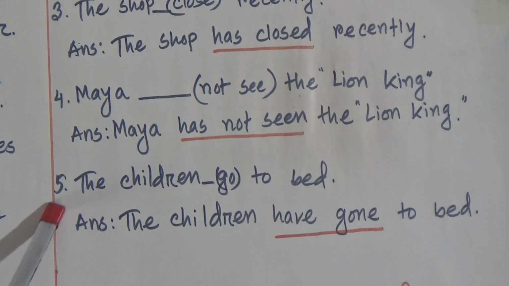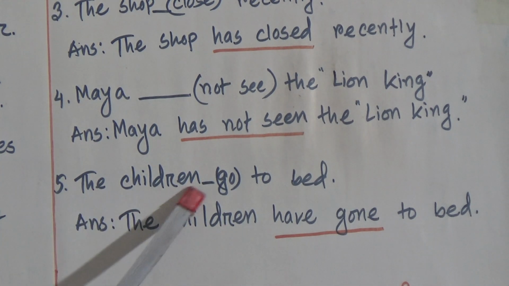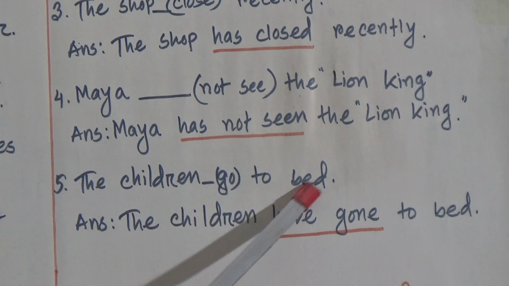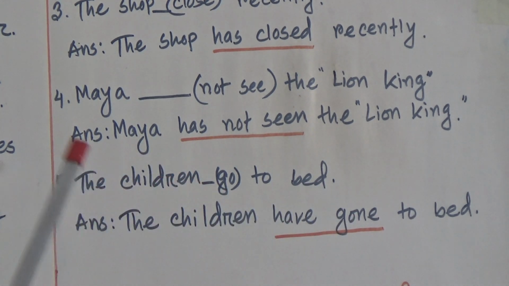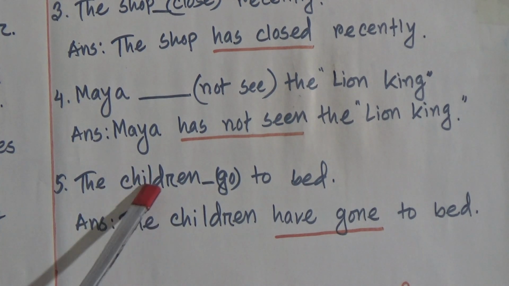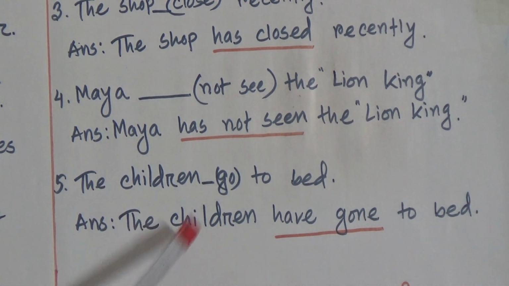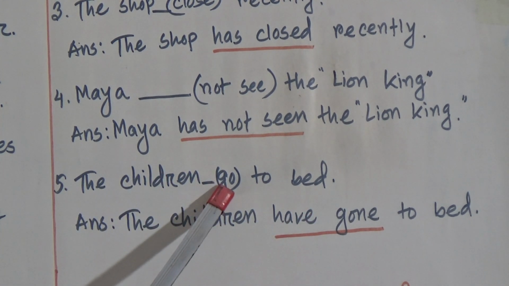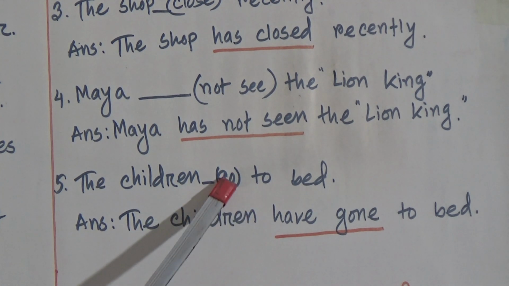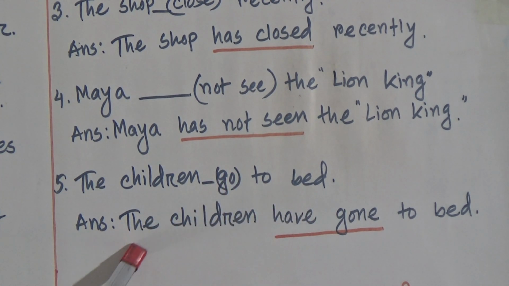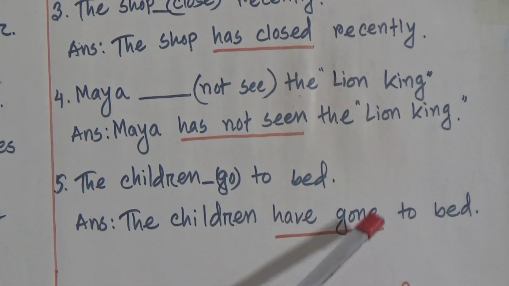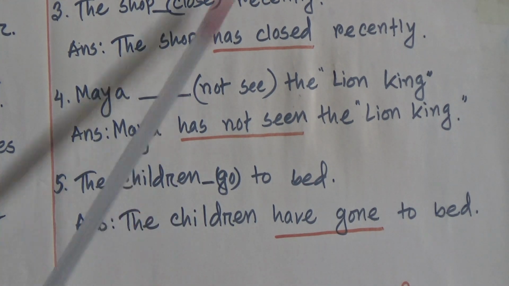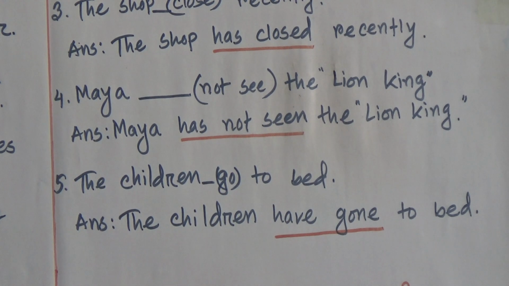Number 5, the children have go to bed. Dear students, the children, you know that children is a plural word. So we must use have, not has. And go, went, gone. The past participle form of go is gone. So the answer would be the children have gone to bed. Careful, this children is plural. And these 5 are for your homework.